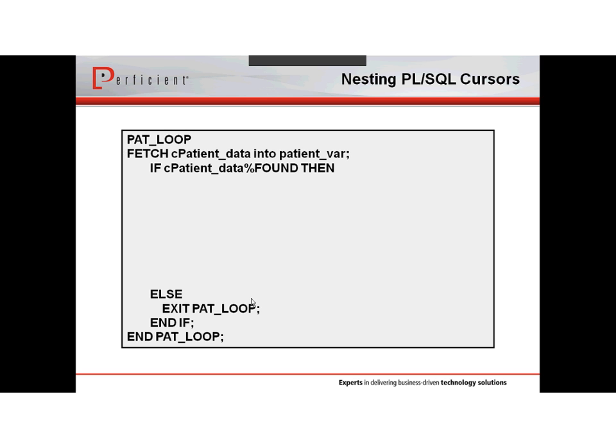Many times, PL/SQL cursors are nested. And in PL/SQL, in the procedures in Oracle Clinical, that's very much the case. So you might have an outer loop called the patient loop, the PAT loop. And that's going to fetch the patient data into the patient variables. And if C data is found, that means you found something, it wasn't the end of the file. You actually found the patient data. Then it's going to do something. Otherwise, it's going to exit the patient loop because there are no more patients.